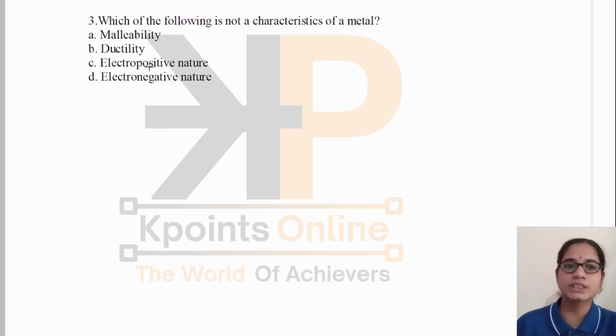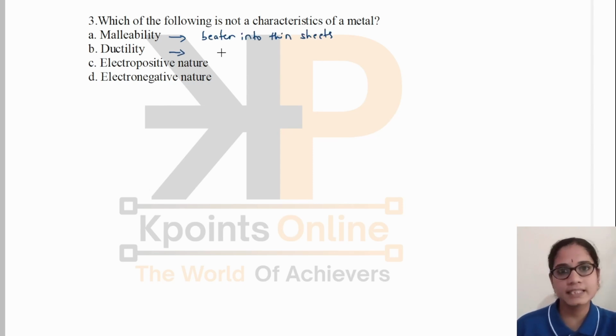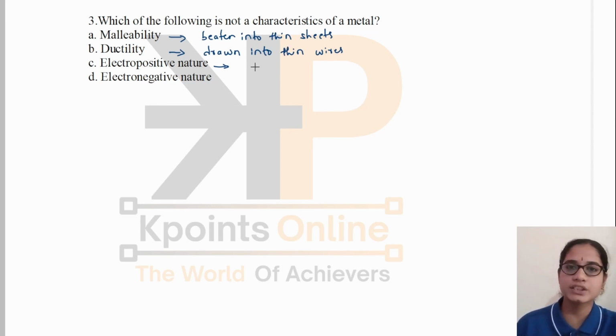Then our next question is: which one of the following is not a characteristic of a metal? Malleability, ductility, electropositive nature, electronegative nature. My dear students, we know that metals are malleable and ductile. Malleable means they can be beaten into thin sheets, and ductility is the property that metals can be drawn into thin wires. And what is electropositive nature? It means metals easily tend to donate electrons, the tendency to lose electrons. What is electronegative nature? It is the tendency to gain electrons.